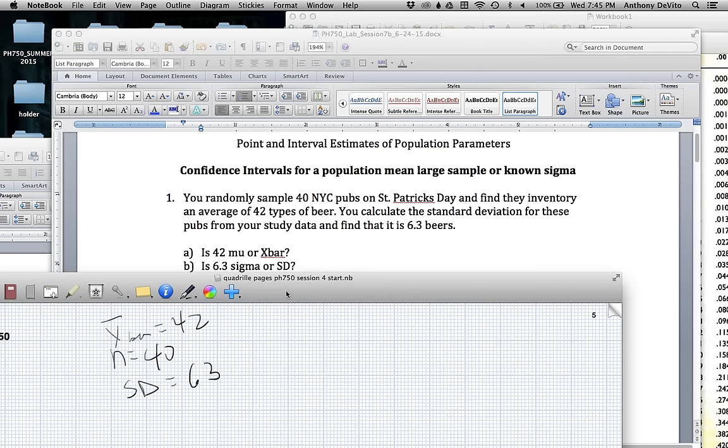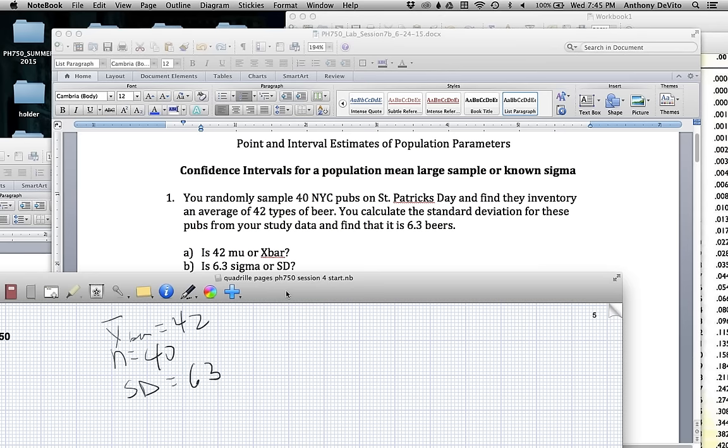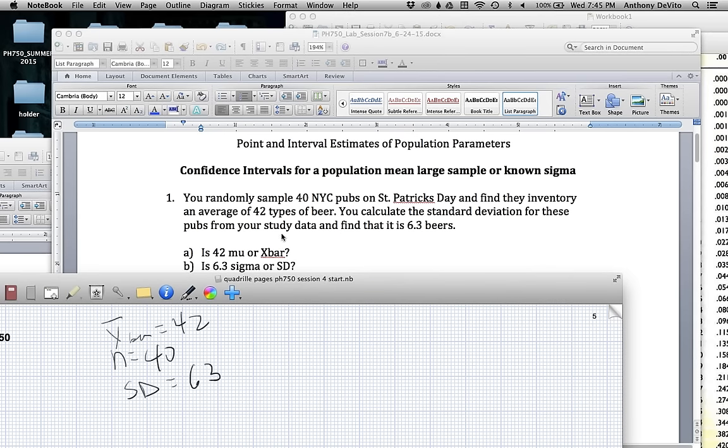Is 6.3 sigma or standard deviation? There's only two choices. You can pick one. It's the standard deviation, right? Because we got that from the sample. We don't know the standard deviation for all of the pubs in New York City. We do know it for this 40.